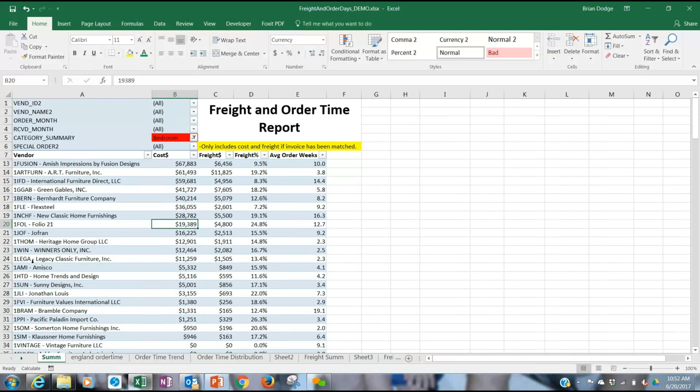Okay, so that's really all I had today, a refresher course, if you will, for the freight and order time tool. But are there any other questions? Don't think so. Pretty clear. Okay. Yep, I'm good.